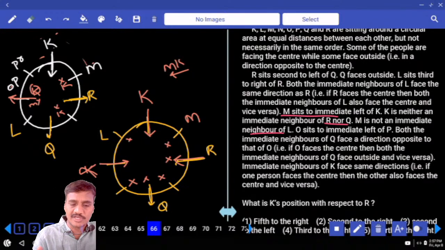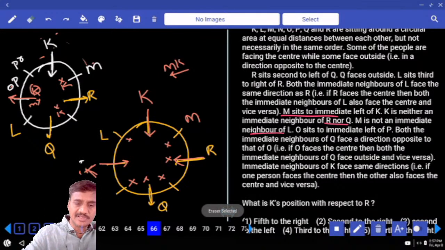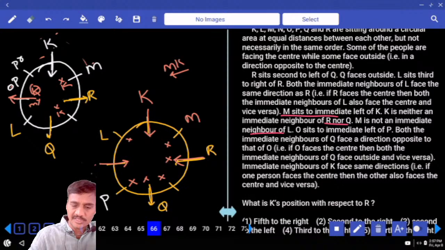Where can we have this O and P? O and P over here. O sits to the immediate left of P. Hence, P cannot be at this place. As P cannot be here, and O is to the immediate left of P, P is here, P is facing towards the center, and O is here.